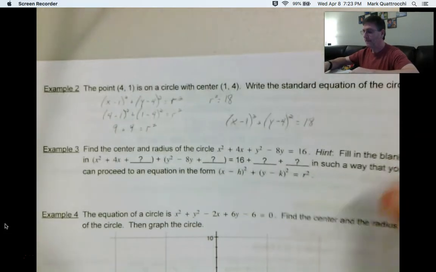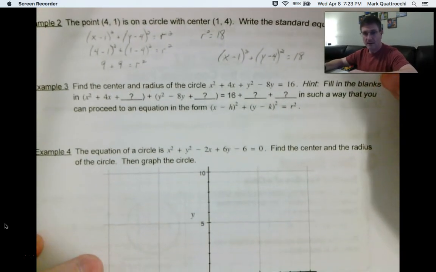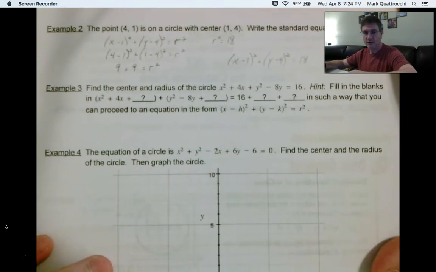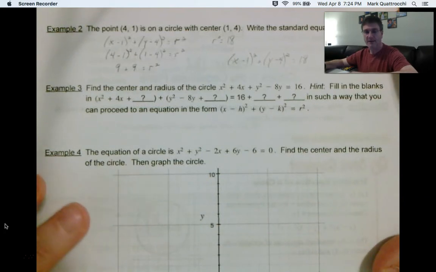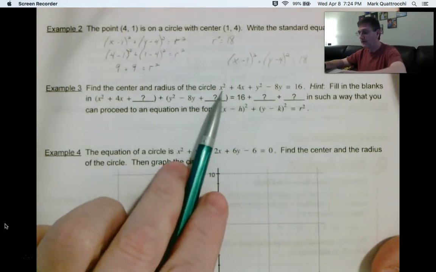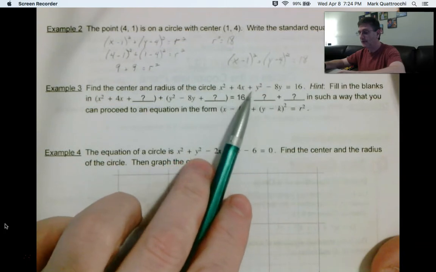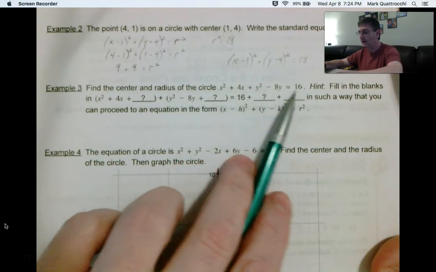Example 3 is leading us down the road of a process called completing the square. It's something that you're going to need to know when you take Algebra 2 next year. You're going to be doing it a lot. So this is kind of a preview of what's going on. Now, when you do it in Algebra 2, it's going to seem a lot more difficult than what is happening here. Okay, so we are given this equation, x squared plus 4x plus y squared minus 8y equals 16.